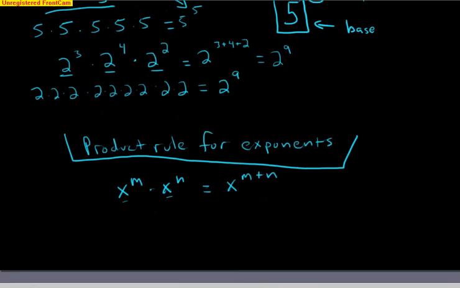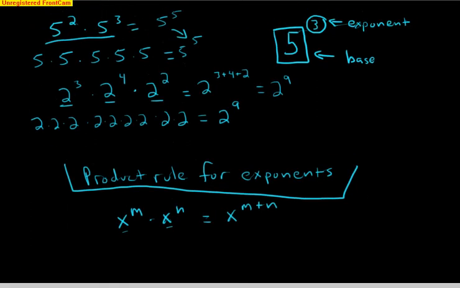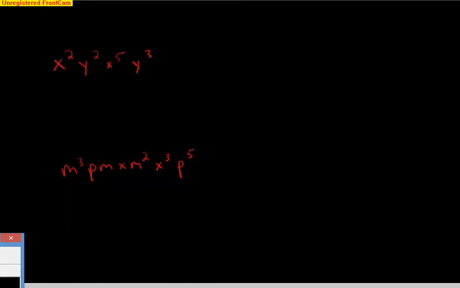So if we took a problem or two from the book, hold on one second, I'm going to pause this and clear it. Alright, there we go. Here's a couple of problems from your book. So now take out the numbers. We worked before with 5 to the third times 5 squared. We said that equals 5 to the fifth.